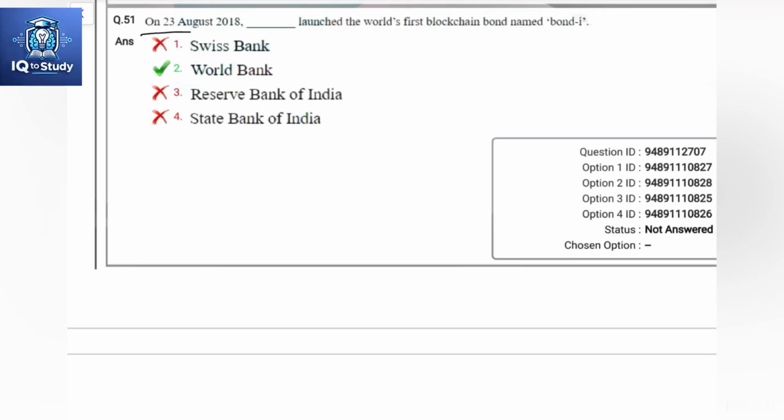On 23rd August 2018, World Bank launched the world's first blockchain bond named Bond-i.